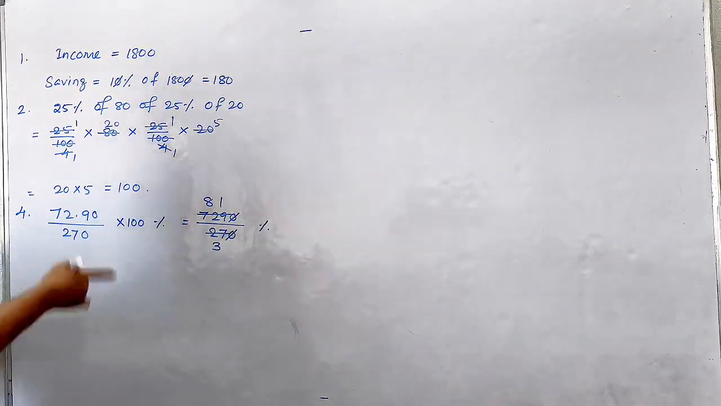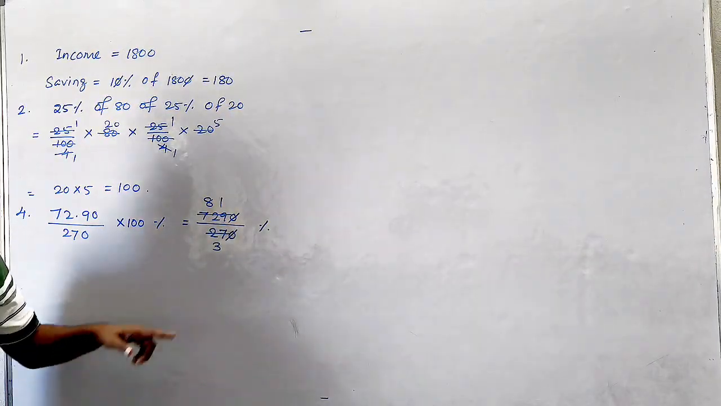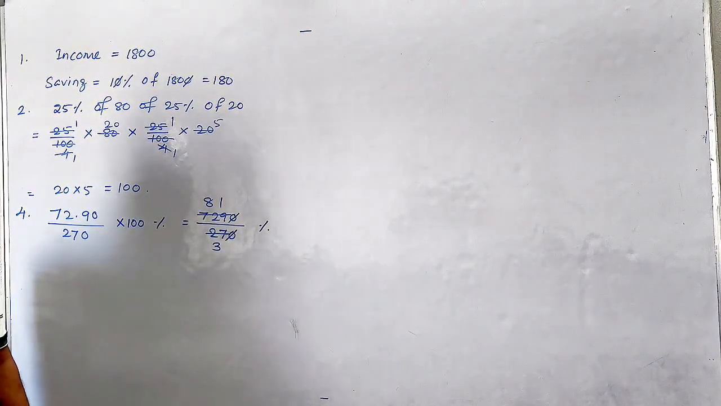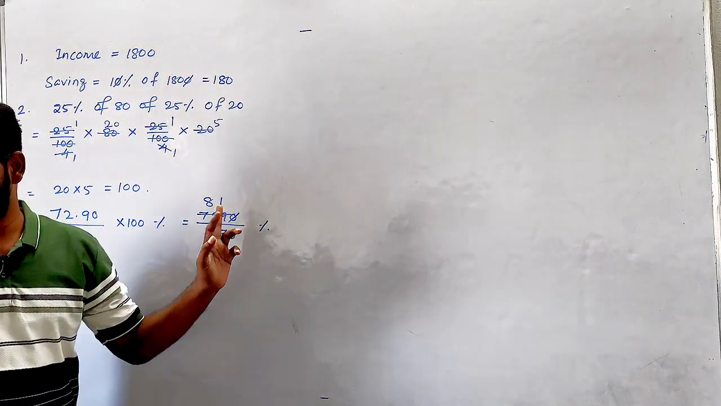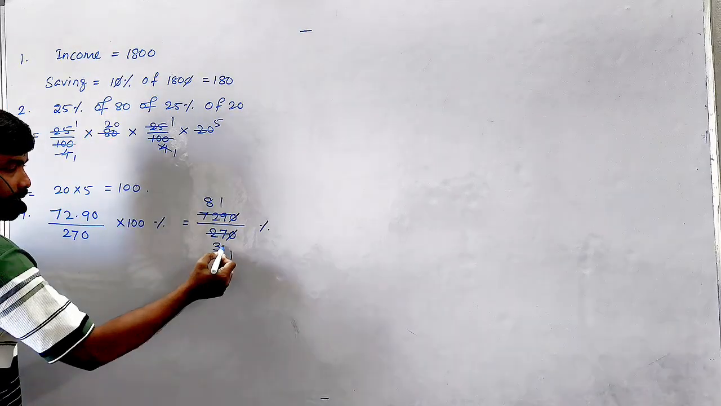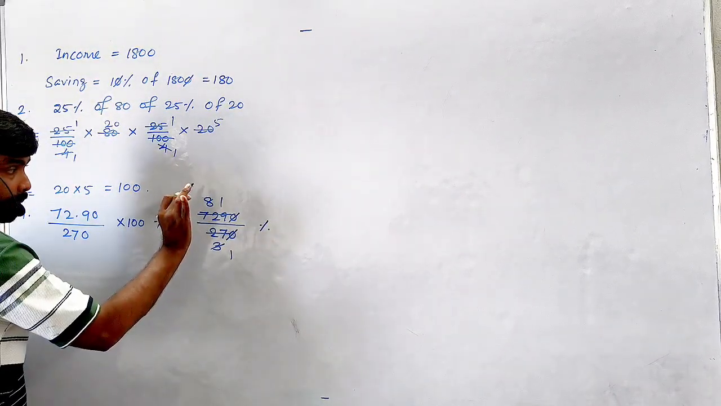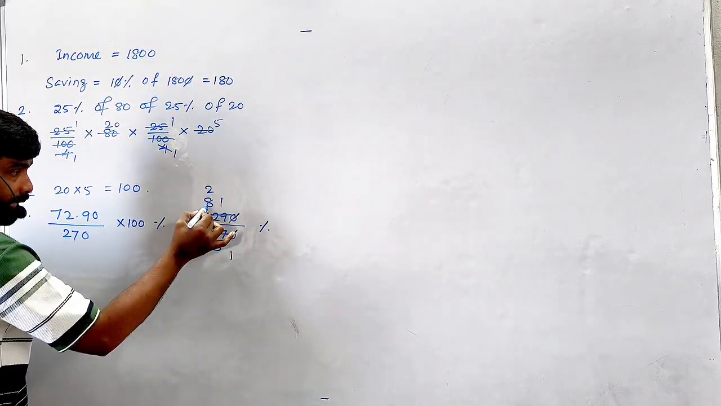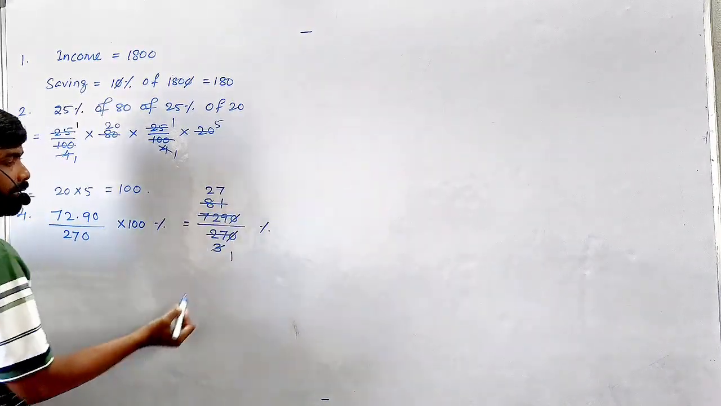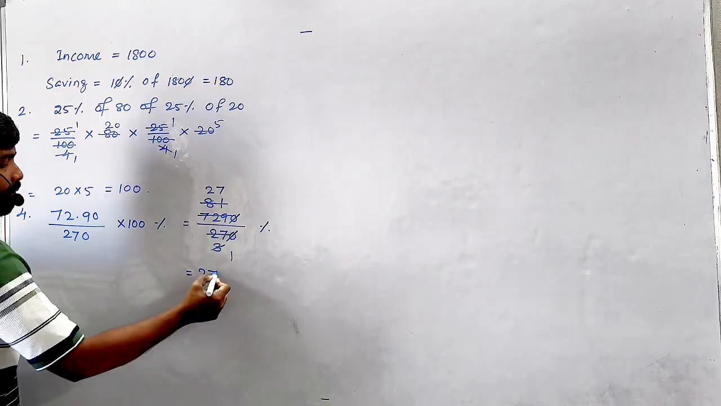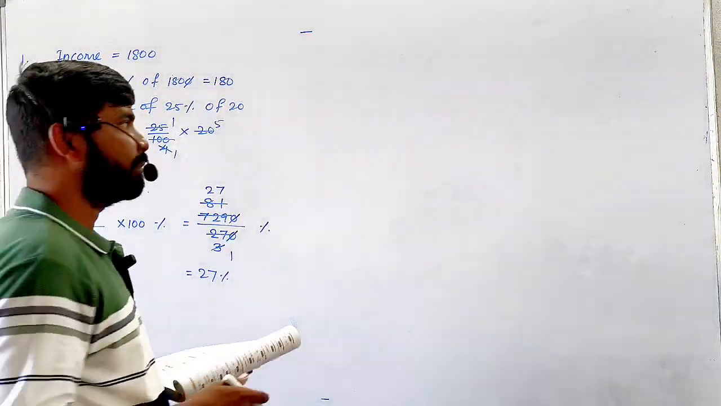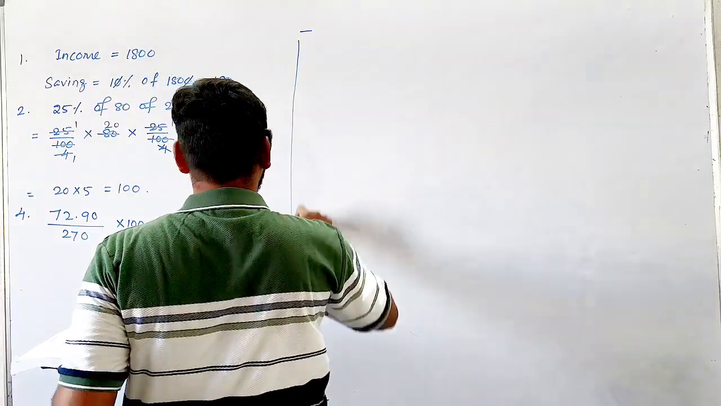Can we cancel them by the 3 table? How? Why? How can you say it? It means 81 is also divisible by 3. So we can cancel by the 3 table. 3 1s are 3. 3 2s are 6. How much left? 2 left. 2 and 1. 3 7s are 21. So your final answer is 27%. See, the answer will be there. Got it? Now, next question.